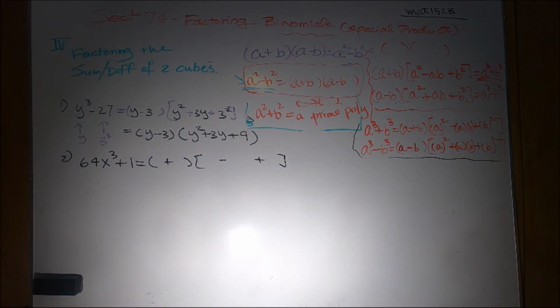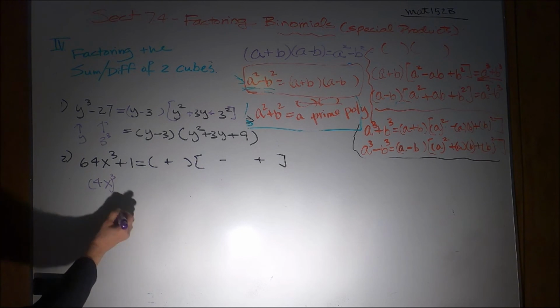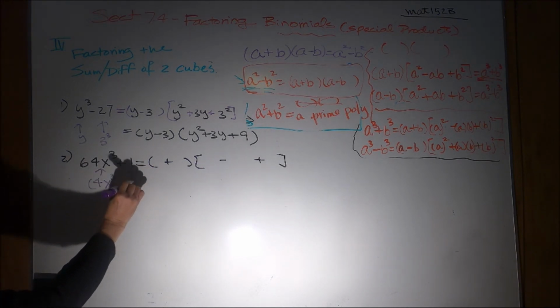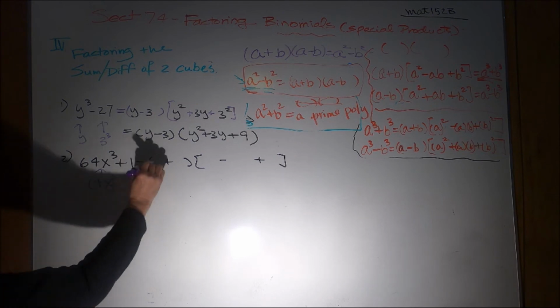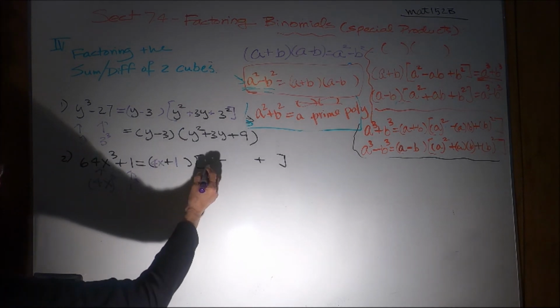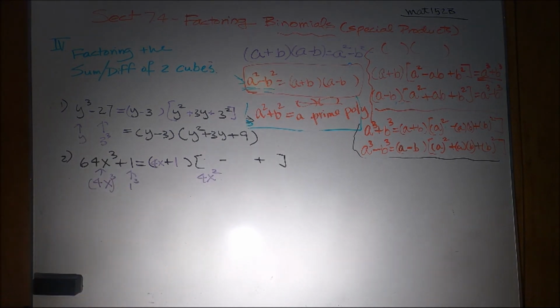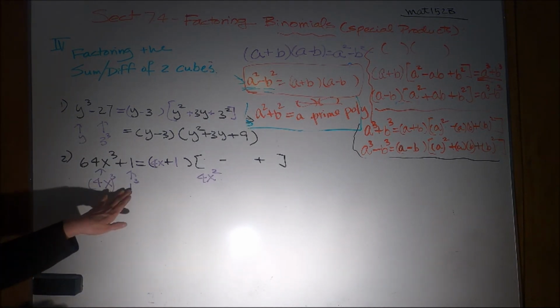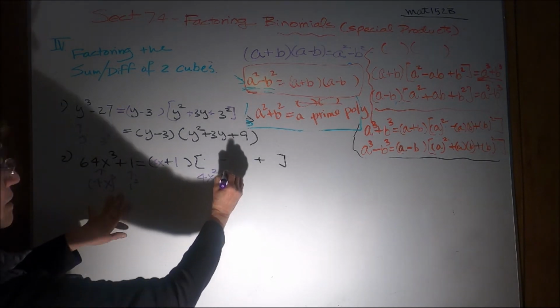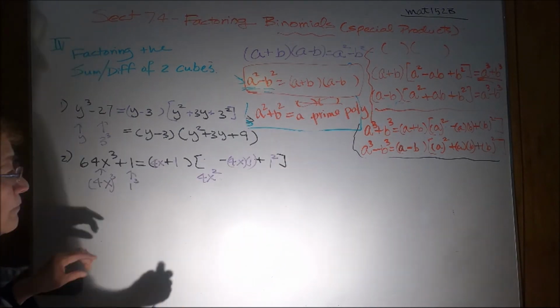So 64x cubed is what kind of thing? Taking cube, 64 is 4 cubed, and this is x cubed. They take a cube, right? And 1 is 1 cubed. So what do you do? You fit in a plus b, then you take the square here. If you write 4x squared, let's see what will happen. Then the middle part is what? You multiply them together, 4x times 1, right? The last part is 1 take a square.